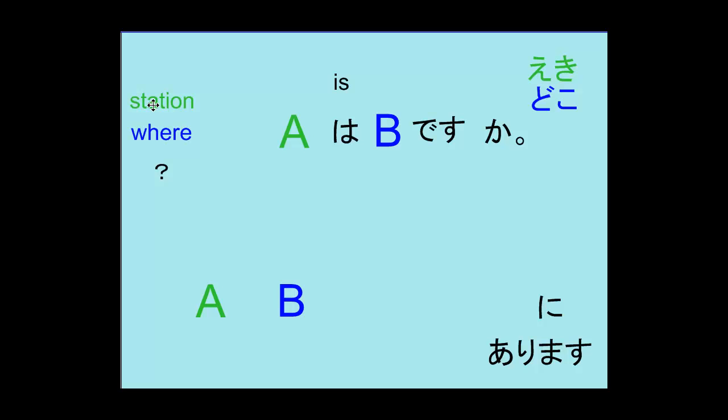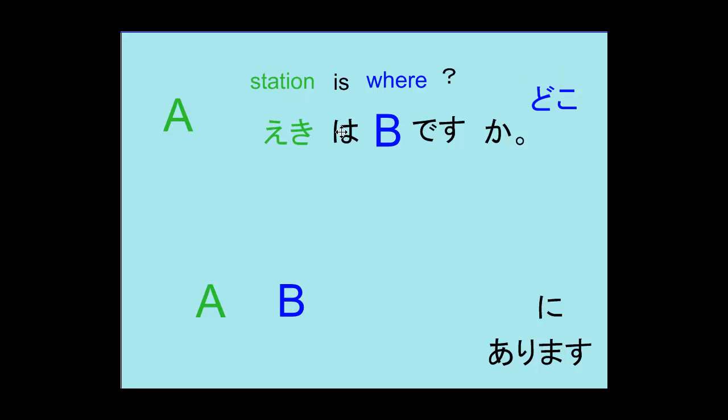Now that would be the equivalent of station is where? Question mark at the end. Okay, station is where. A wa B desu ka? And if we substitute the A for the actual word station, we get eki wa. And instead of B, we're going to change that to the actual question word for where. Eki wa doko desu ka?